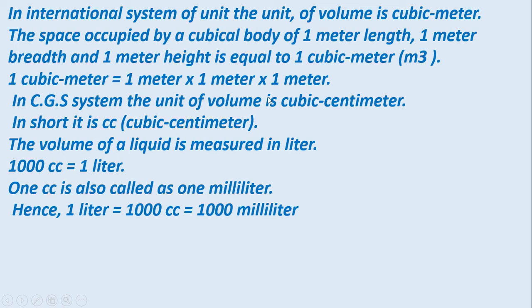In the CGS system, the unit of volume is cubic centimeter. In short, it is written as cc, cubic centimeter. C for cubic and C for centimeter, cc in short form. The volume of a liquid is measured in liter, where 1000 cc equals 1 liter. Dear students, you also have to remember 1 cc equals 1 milliliter. So 1 liter equals 1000 cc, that is equal to 1000 milliliter. Dear students, all this information is very important for you for solving math or for solving MCQ type of questions.